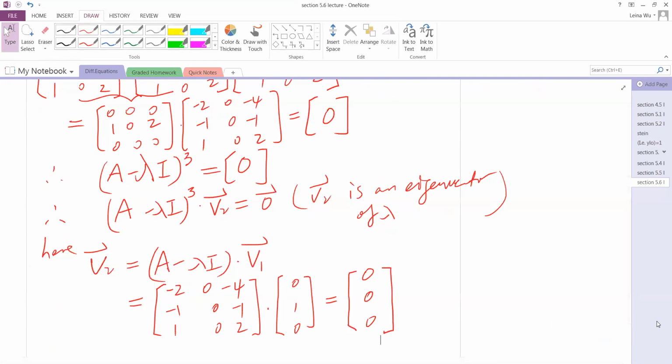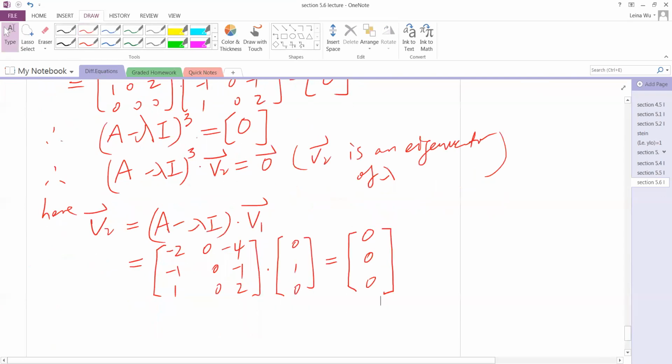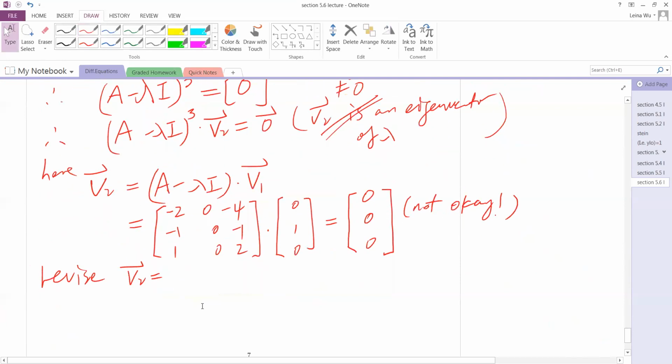So the question here is our V2, which is an eigenvector, needs to be a non-zero vector, right? And currently all of these entries are 0. So that is not acceptable. Not okay. So let's revise it. Revise V2 to be a non-zero vector. And don't forget that V2 is linearly independent of V1, right?